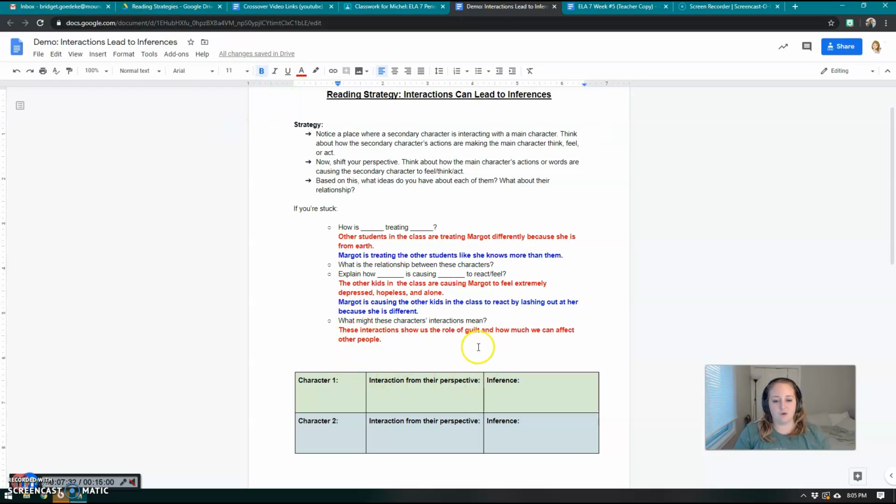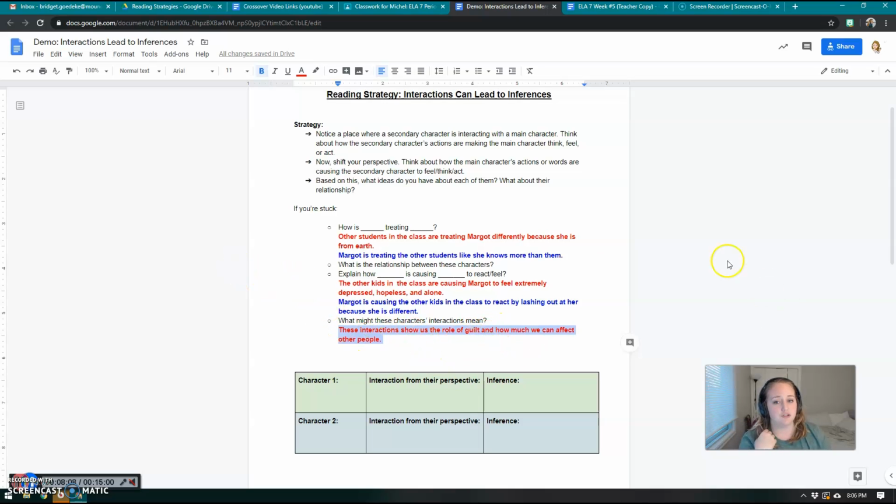Okay, so I think that this inference, that those interactions show us the role of guilt, and guilt might not always be a bad thing, because it can help us to reflect on how much our actions have affected other people. This here is a quality inference, and in fact, I think this might even point to a really good theme for the story if you had to determine a theme for the story.